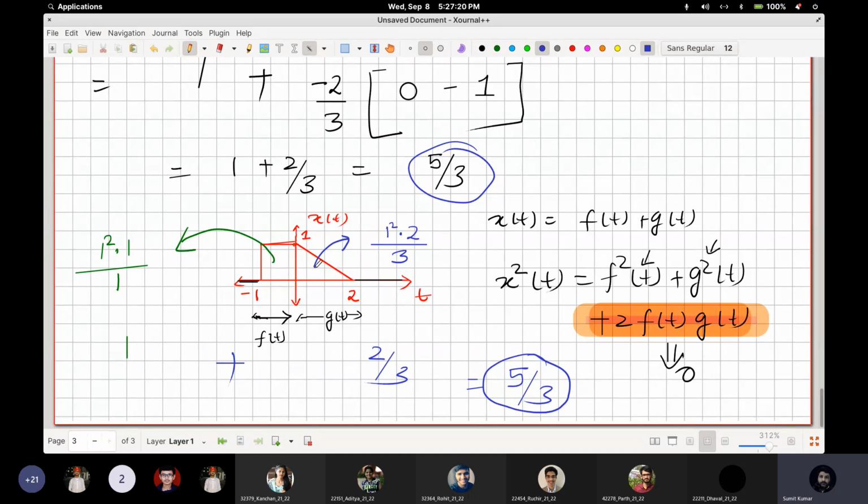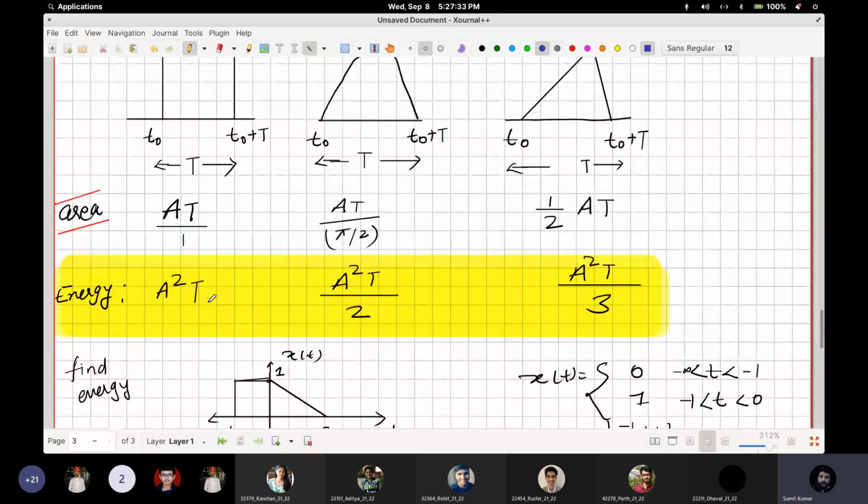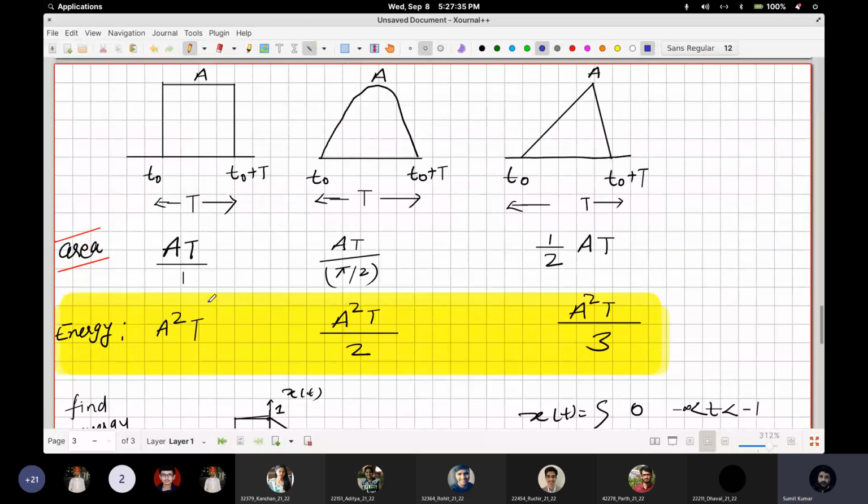So if you just know these two kinds of waveform, there are basically 4 waveforms. I have discussed only 2 of them, and I will discuss another one. If you remember these shortcuts, that the energy for a rectangle is A square T, for this it is A square T by 2 and A square T by 3, and then area as well, then you don't really have to do any integration.